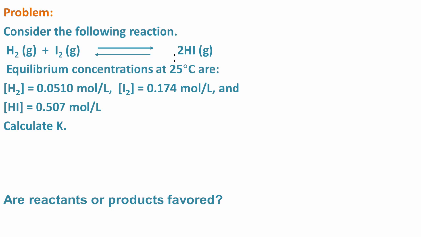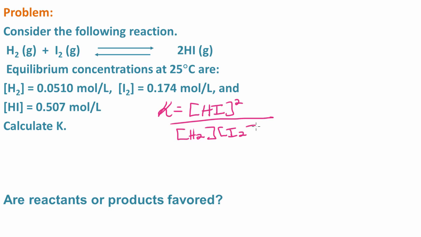And first I'm going to make sure that my equation is balanced. And here we're given the equilibrium concentrations of hydrogen, iodine, and hydrogen iodide. They want us to calculate K. First thing I'm going to do is write my equilibrium constant expression. So K is going to be equal to the product, and that's squared, divided by the product of the reactants.